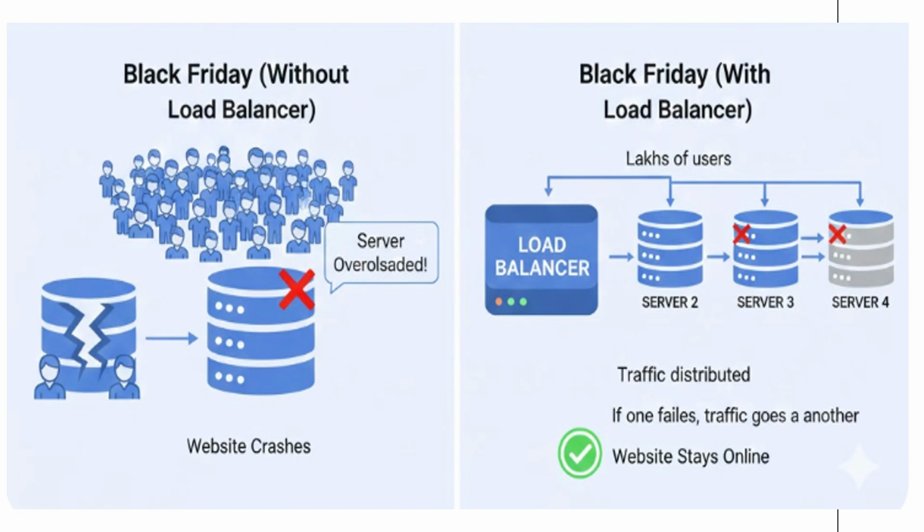Let's look at a real-time example of an e-commerce website. On a normal day, two servers are enough to handle the requests. But during the Black Friday sale, lakhs of users arrive at the same time. One server gets overloaded and the website crashes. With the load balancer, traffic is distributed across multiple servers. If one server fails, the traffic is redirected to another server and the website stays online. This is how companies like Amazon handle large traffic.